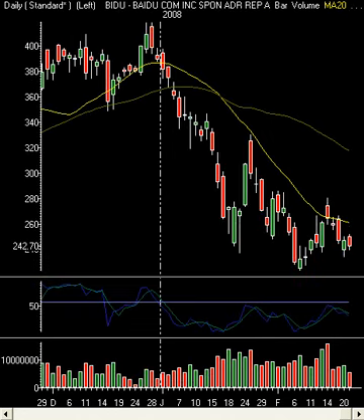In addition, Baidu is following Google right down as well. Baidu's been weak. They're virtually the same stock. They trade almost identically, and you can see the relative weakness in that chart as well. Well off the highs here. Baidu was over $400 at the end of 2007, now trading at $240 and change.